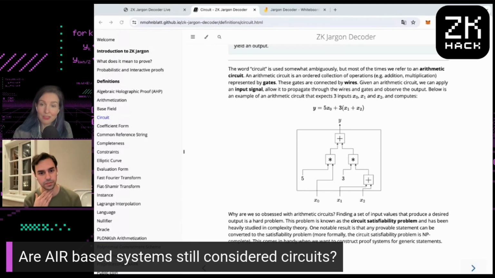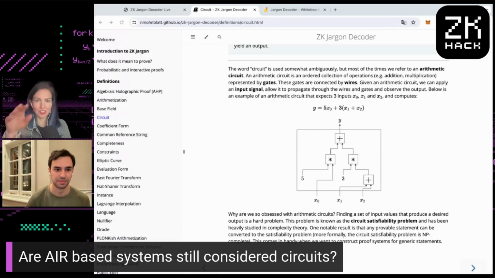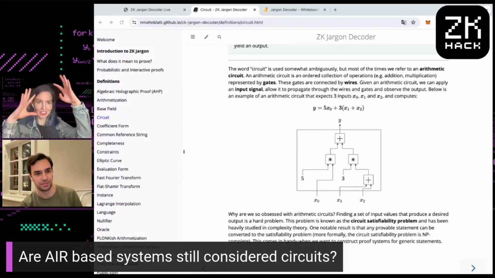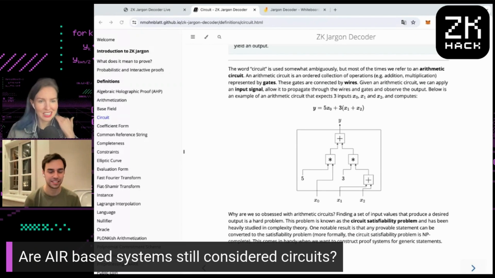I had a follow-up to this: are AIR-based systems still considered circuits? Because what we learned from the ZK whiteboard sessions was, what we have in front of us looks like a circuit, works like a circuit, but AIR has this very different looking thing. Like it looks like a table, right? Yeah. So is it still a circuit? Or is it still built on a circuit?